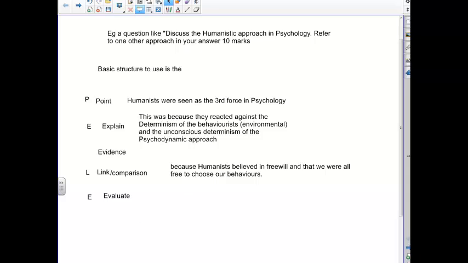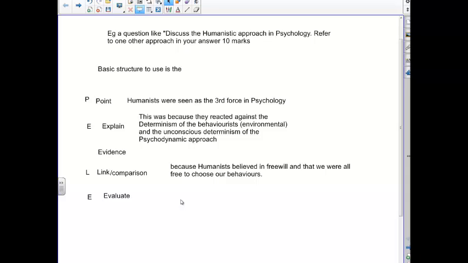Let's have a think. I'll just pause it for a minute. What could you say to evaluate? When you're evaluating, what you need to be doing is thinking about some evaluative point based on what you've already said. So think about the plus and the minus points about humanism. I think maybe something that's relevant there, which hopefully you thought about if you had a look at your list. If you want to just do that now and pause it again, you can do it.